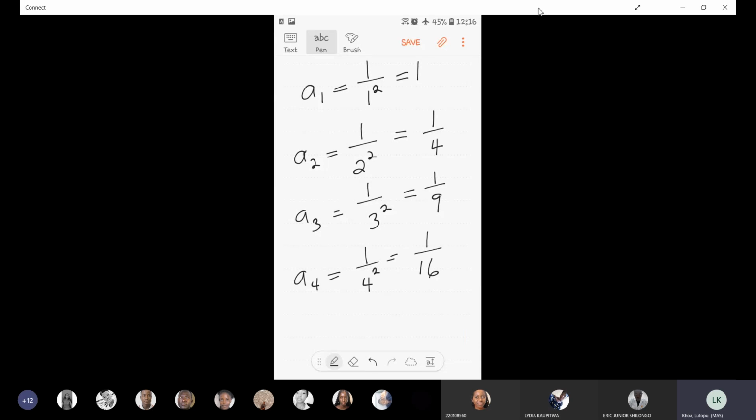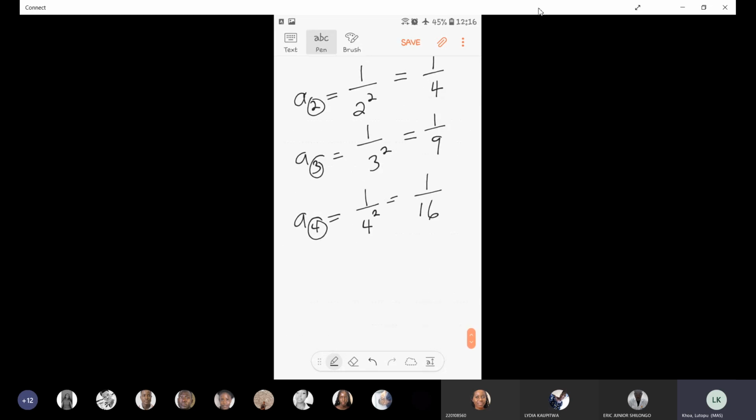So this is basic substitution. Wherever you have n, you put whatever subscript you are working out over there. So then you list your terms. You have 1, 1 over 4, 1 over 9, and 1 over 16. And the dots to show that it continues, it doesn't just stop there.